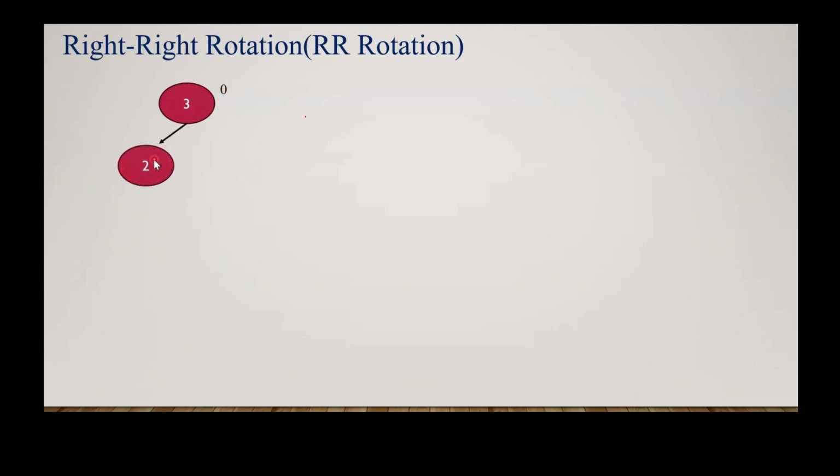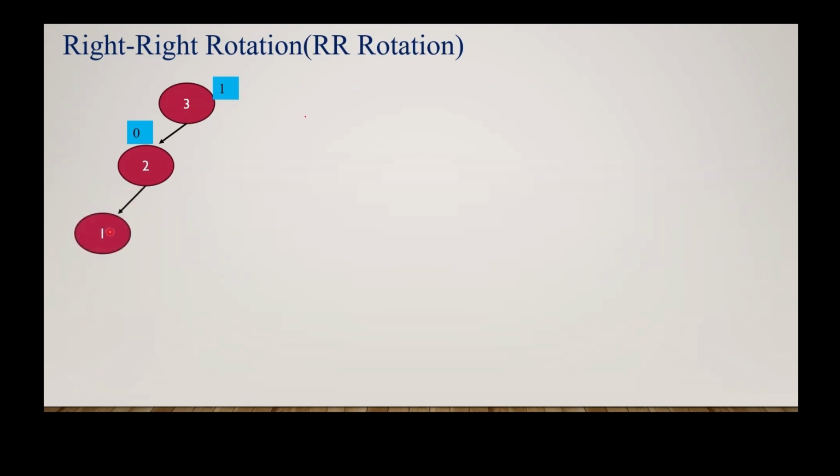Now we insert the value 2. 2 is less than 3, that's why it will be inserted into the left side. After insertion we have to calculate the balancing factor. Here the balancing factor of 2 is 0, as there is no left or right subtree. Now the balancing factor of 3 changes to 1, because the height of the left subtree is 1 and the right subtree is 0. So 1 minus 0 is 1.